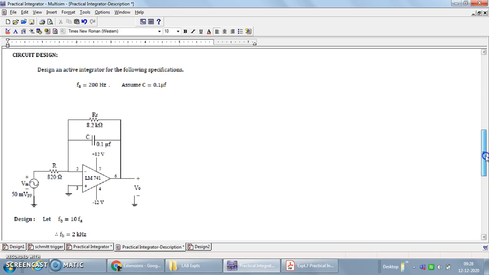Now in order to design an integrator, let us take one example. We want to design an integrator, and let us think the operational amplifier is able to amplify and integrate the signal in the range of FA to FB. If we take FA as 200 Hz and choose a capacitor of value 0.1 microfarad, then the design parameter is nothing but deciding the value of R. How to decide the value of R and RF?